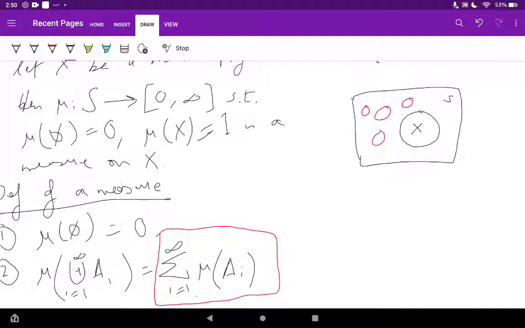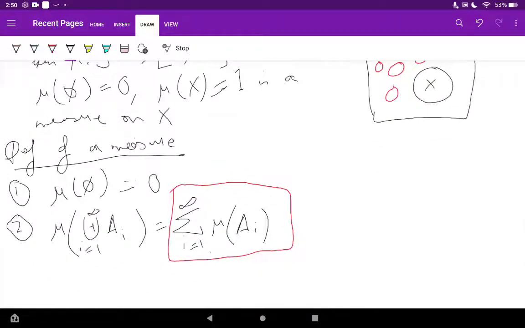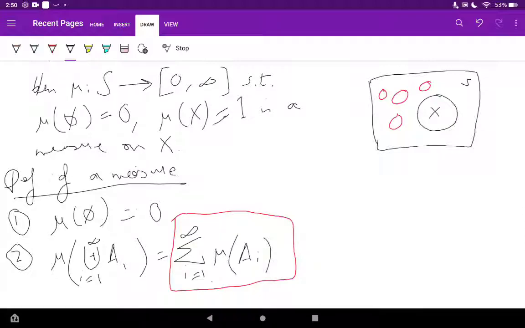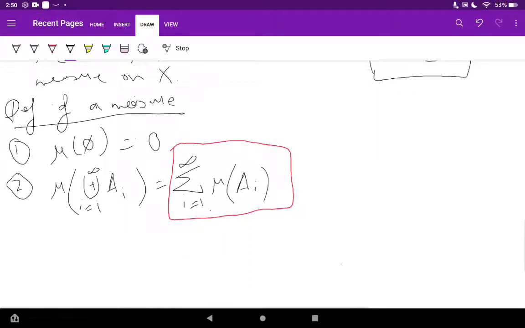So we were trying to prove. Now I hope you understood what this is. This is basically saying that the union of all the sets inside the sigma algebra should be equal to the summation. So now let's go on and prove this. Okay, so proof.